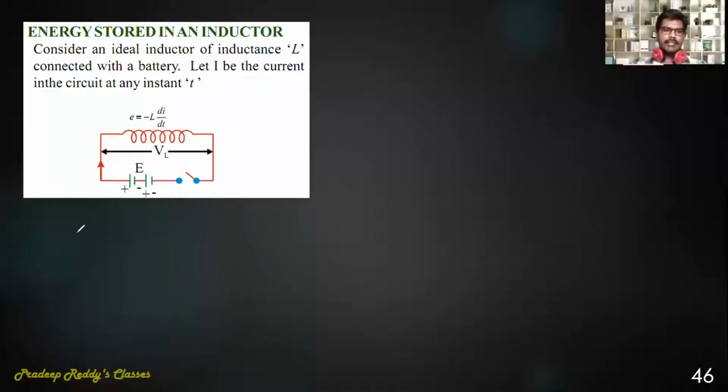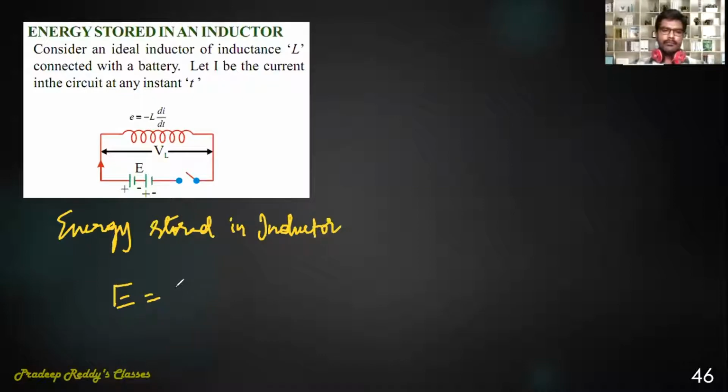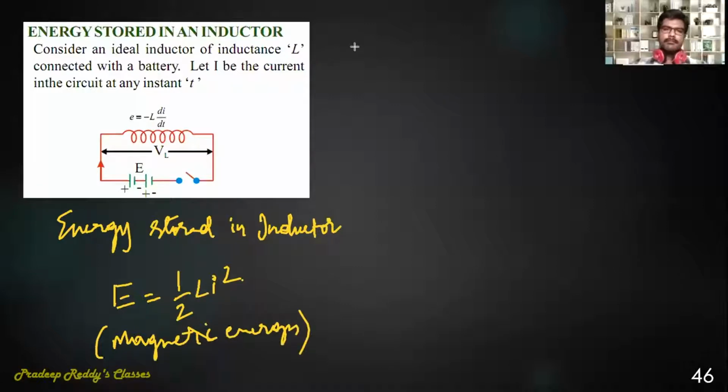So energy stored in an inductor U will be equal to half L I square. And the energy stored in the inductor is magnetic energy. This is magnetic energy.